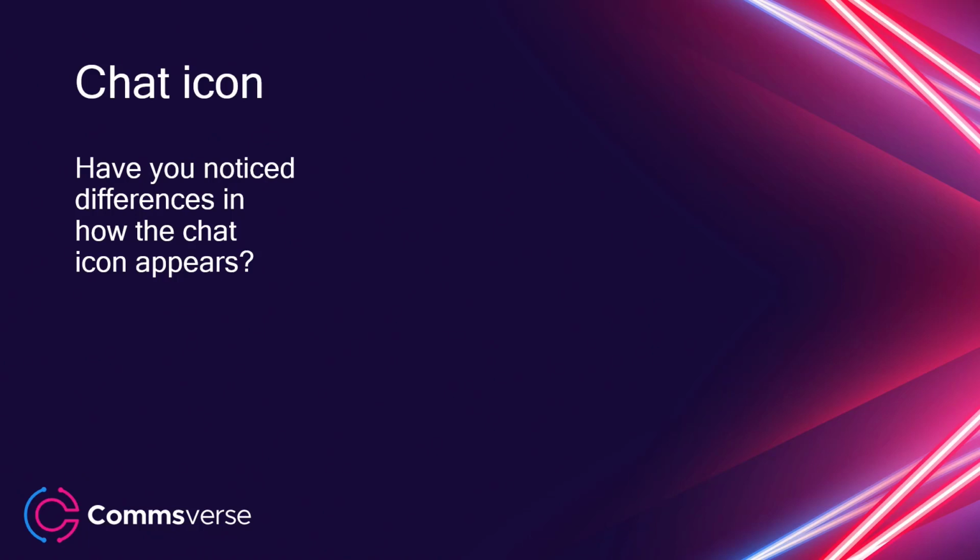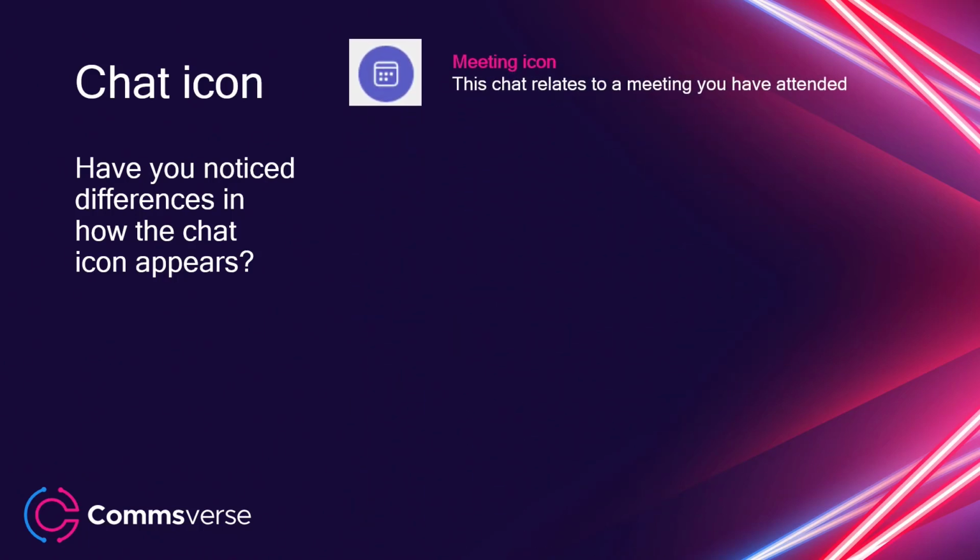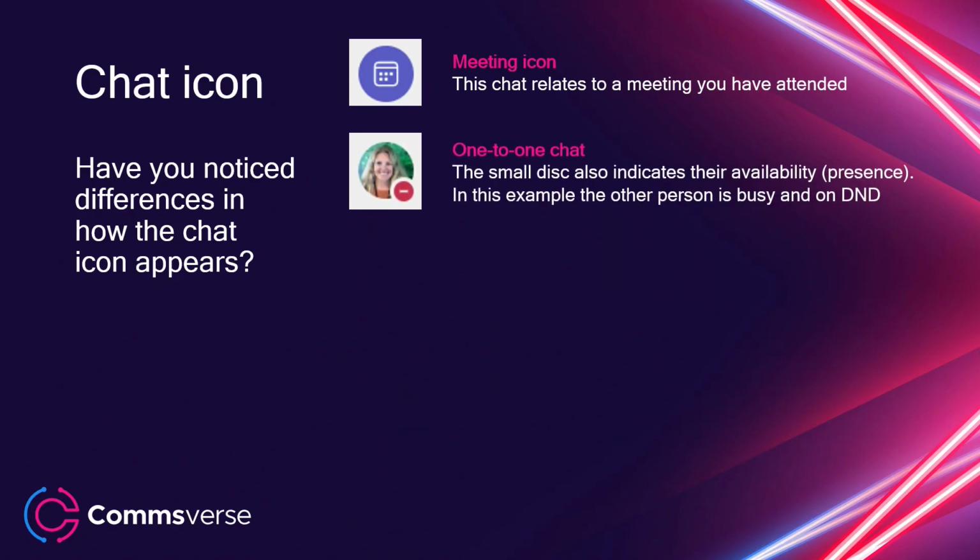Some of us will, some of us won't. For example, that one's a pretty easy one. If you have a meeting icon to the left of your chat, you know that's a meeting that you've retrospectively attended. But if you have a picture of one person, that is visually telling you that is the one-to-one chat. If you have a chat with two people, that's yourself and two people.